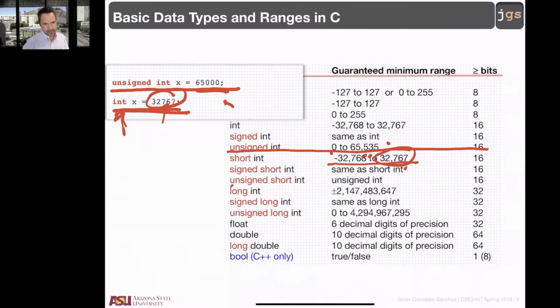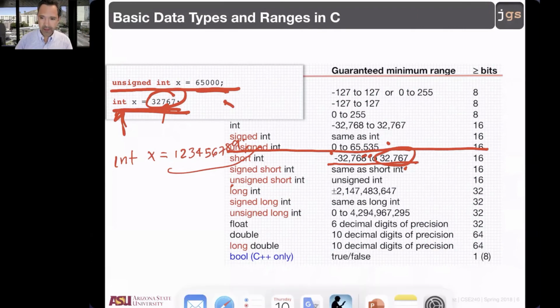Correct or not? Hopefully, yes. Int x equal 1, 2, 3, 4, 5, 6, 7, 8, 9. Correct or not? Nine digits in an integer. Is it going to work? Okay. Good. So you know about it.